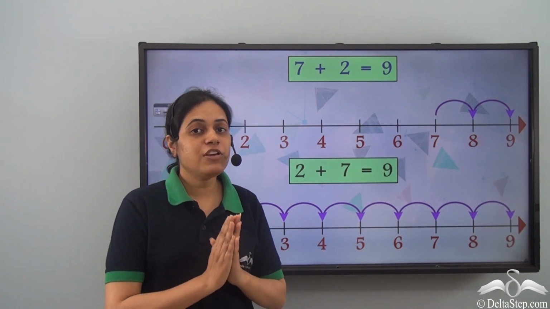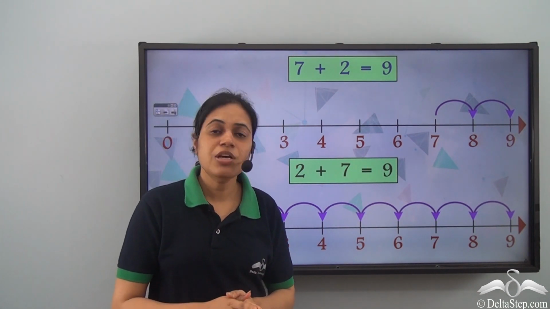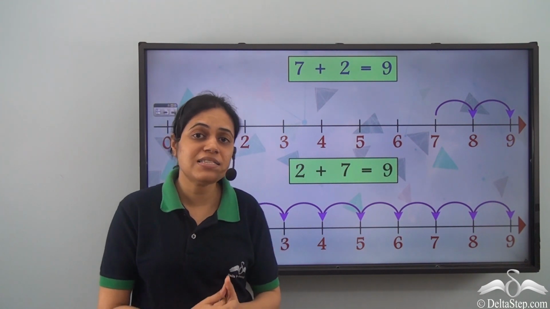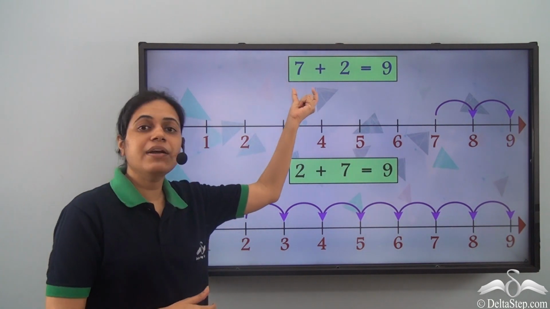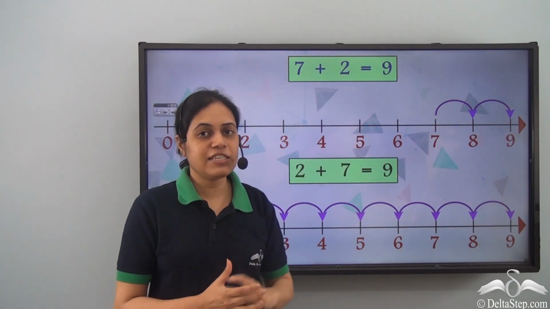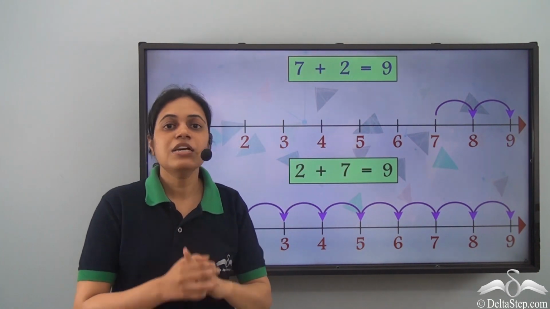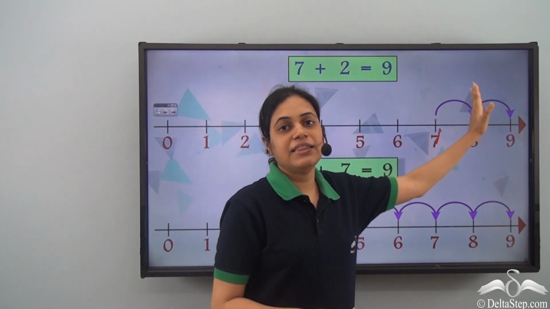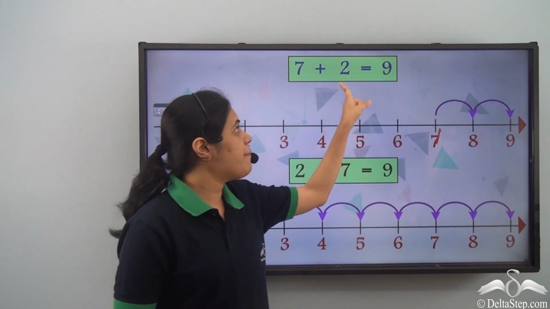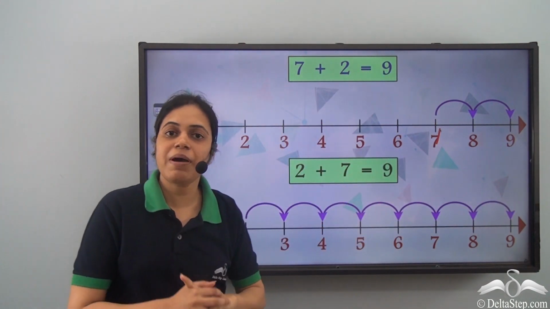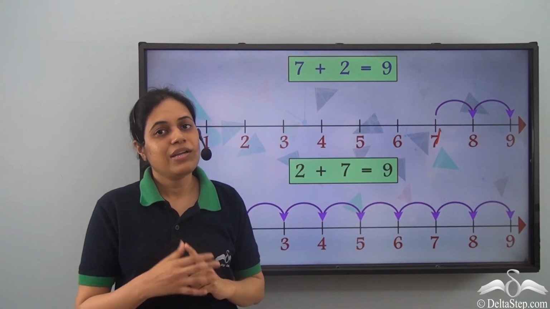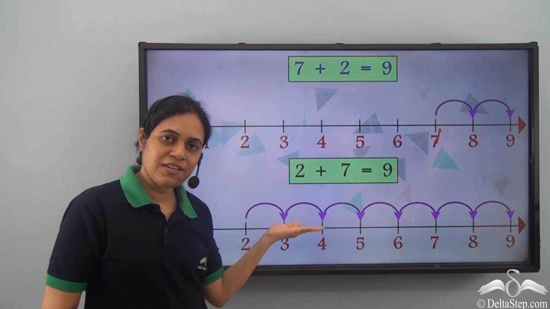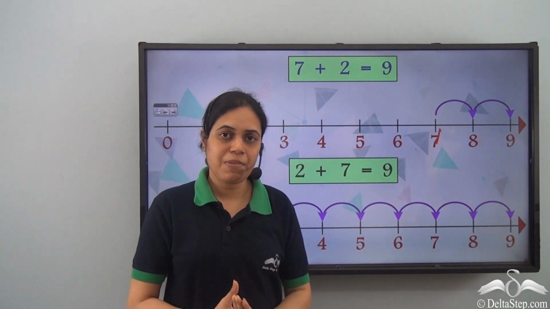So when we use a number line for addition, for convenience or to make it fast, I write the bigger number first and then the smaller number. That is, you will always start with the bigger number and then hop the number of times as indicated by the smaller number. That is a general rule. But even if you do it like this, you will get the same answer.